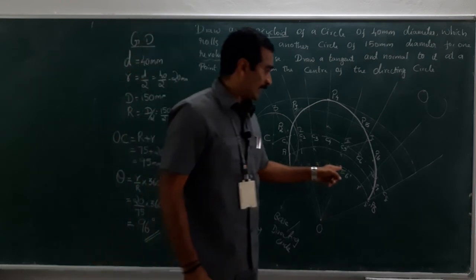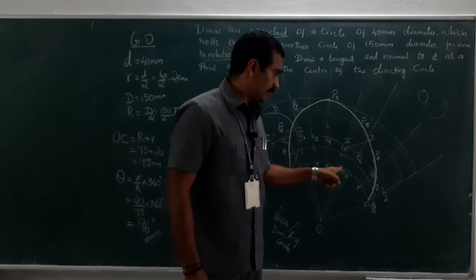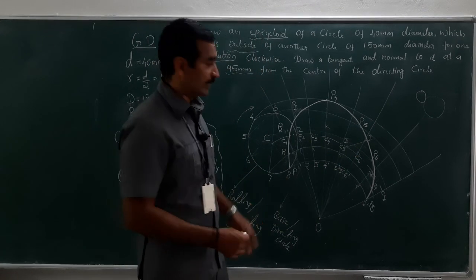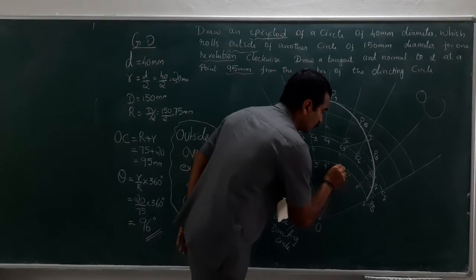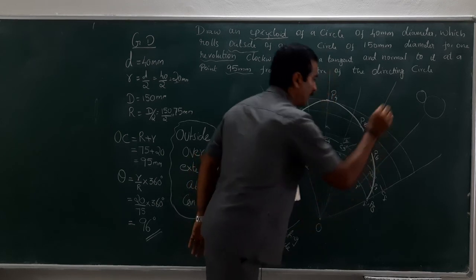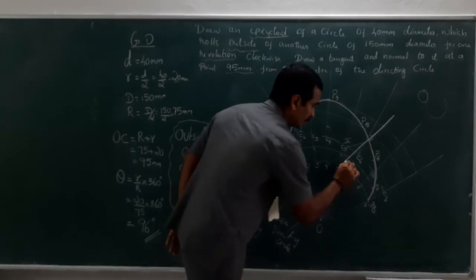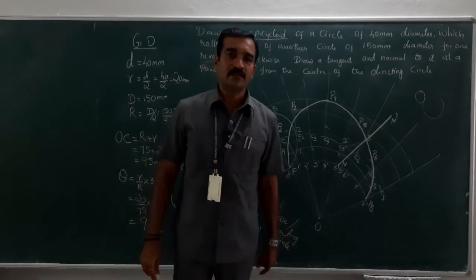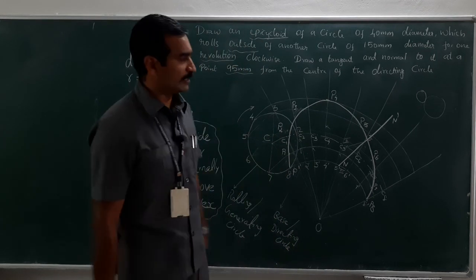So, if I join the point 3 and 1, what will I get? I will get the normal. So, passing through point 3 and 1, this is nothing but n dash, the normal. Then what about the tangent? The tangent would be perpendicular to the normal.